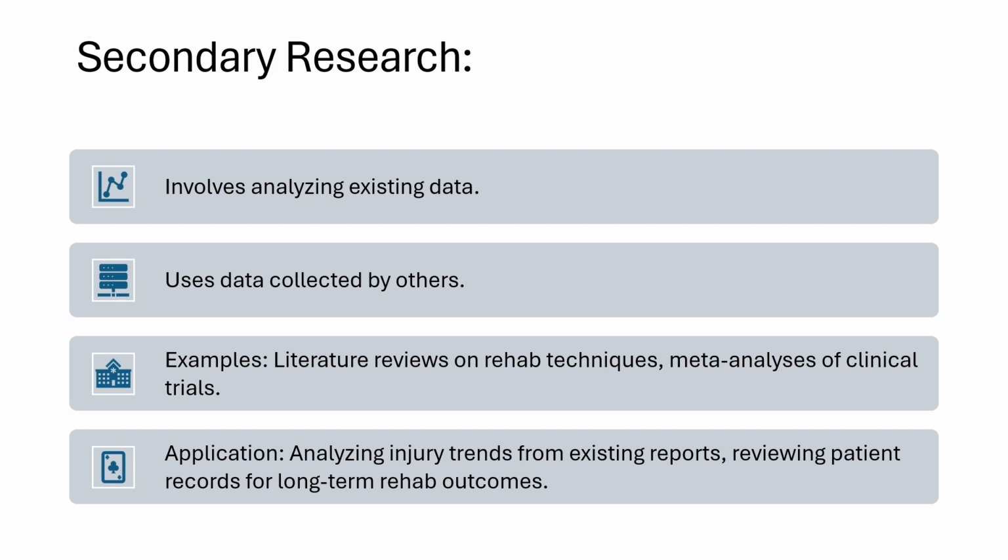So methods that could include this are literature reviews, meta-analysis, systematic reviews, and existing databases or records. So examples in injury and rehabilitation. So literature reviews: conducting a comprehensive review of published studies on various rehabilitation techniques for ACL injuries to synthesize current knowledge and identify gaps in literature.